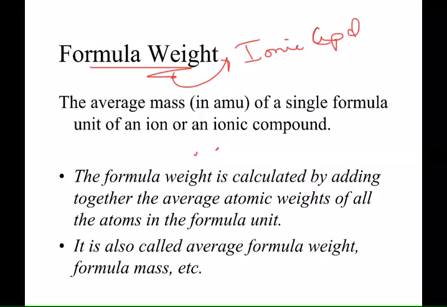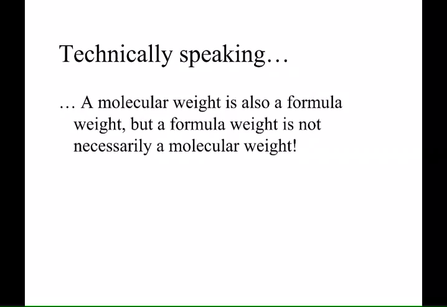And again, basically, you just add up the mass of all of the atoms. Since we use atomic mass units to say how much an atom weighs, we also use atomic mass units to say the formula weight of an ionic compound. It's a little bit of semantics, but as it turns out, there is a relationship between molecular weight and formula weight. If you have a molecular weight, it's also a formula weight, but a formula weight is not necessarily a molecular weight.